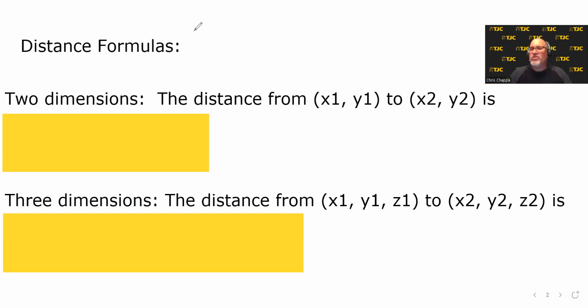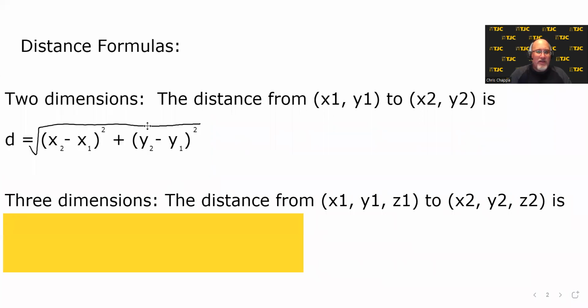But in 2 dimensions, the distance from x1, y1 to x2, y2 is simply the square root of the sum of the squares of the differences of the corresponding coordinates. Okay, let that sink in as I say it again, and this time I'll slow down and highlight some things. The distance between 2 points in 2 dimensions is the square root of the sum of the squares of the differences of the corresponding coordinates. So the square root of x2 minus x1 squared plus y2 minus y1 squared.